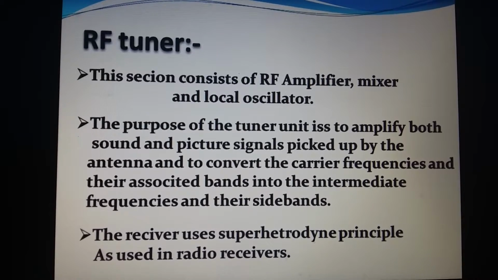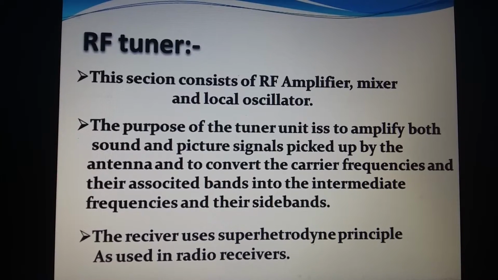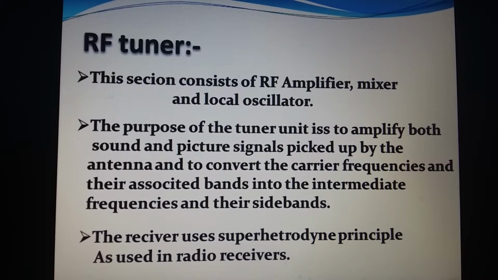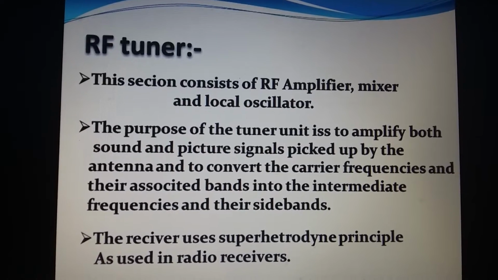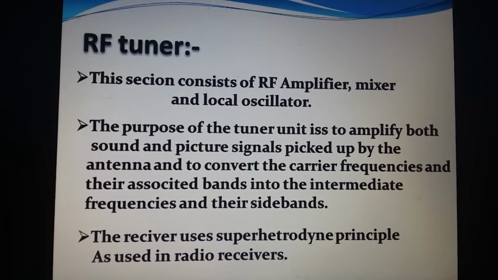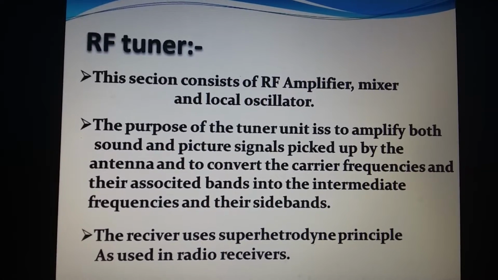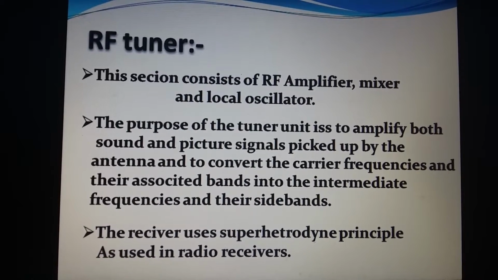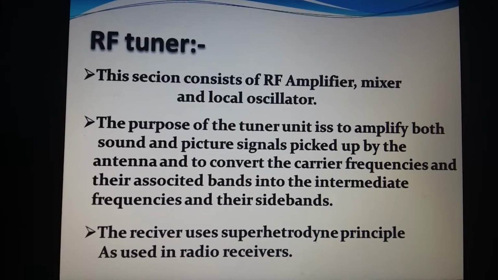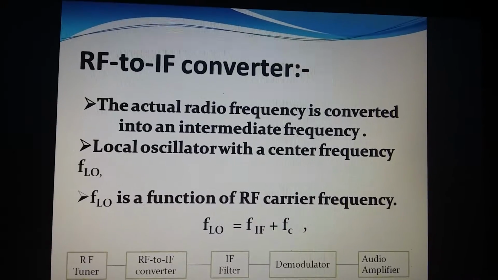The purpose of the tuner unit is to amplify both sound and picture signals picked up by the antenna and to convert the carrier frequencies and their associated bands into the intermediate frequencies and their sidebands. The receiver uses the superheterodyne principle as used in radio receivers.